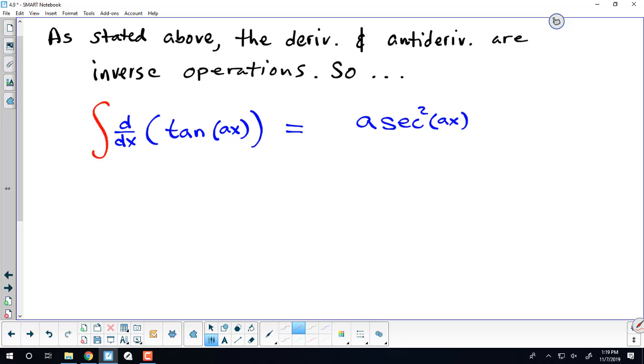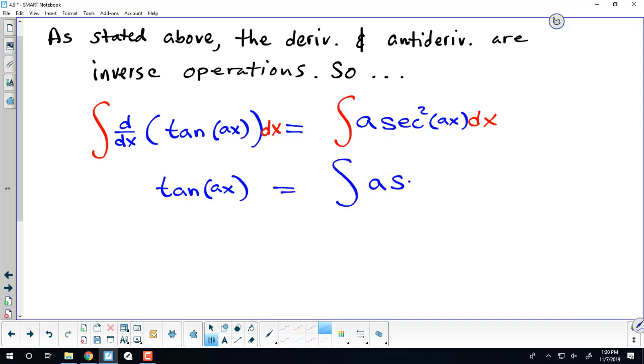So the way we see that is we take the antiderivative with respect to x on both sides of the equation. And since the antiderivative and the derivative are inverses, this just leaves us on the left-hand side with tangent of ax. Of course, we've got constants floating around, but this stuff is undone. This stuff is as it is: the antiderivative of a secant squared of ax.